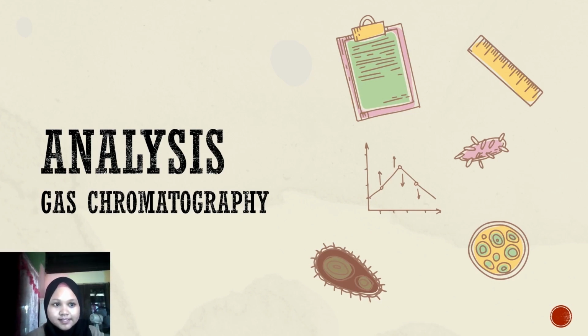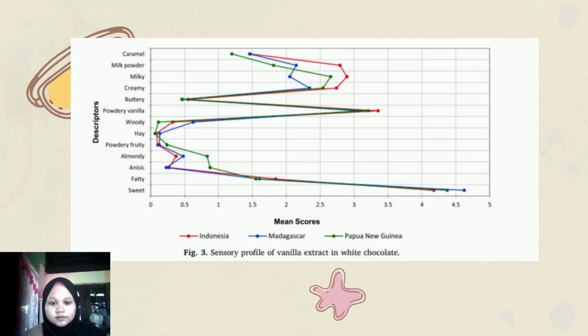that analysis. The sensory profile of vanilla extract in white chocolate is based on figure 3. In terms of milk powder, almondy and anisic notes, there are different variants between the three origins of vanilla in white chocolate. The Indonesian sample has a stronger intensity of milk powder, whereas the Papua New Guinea sample had a higher intensity of almondy and anisic notes.